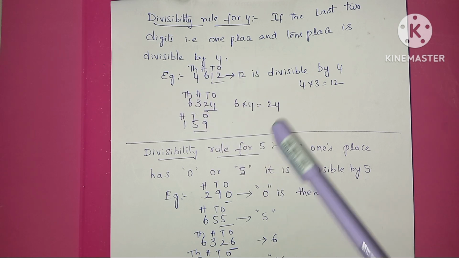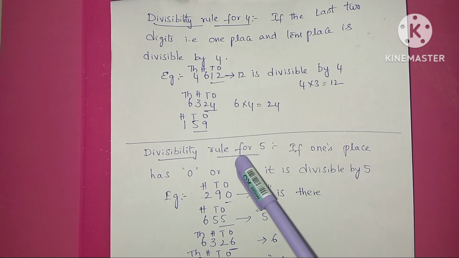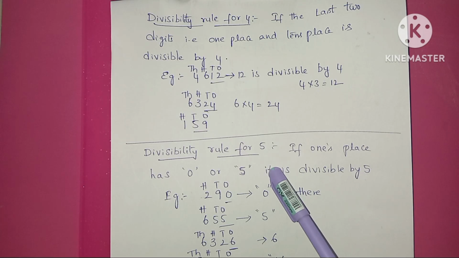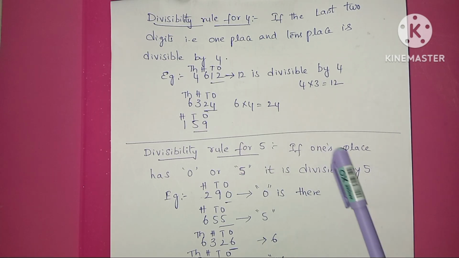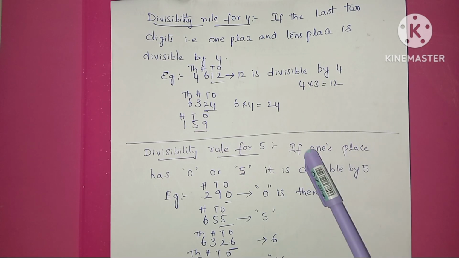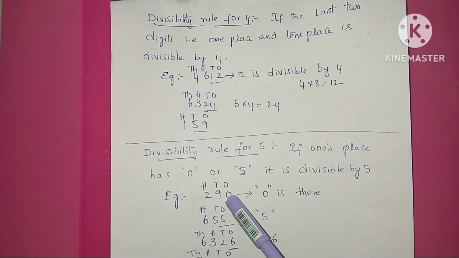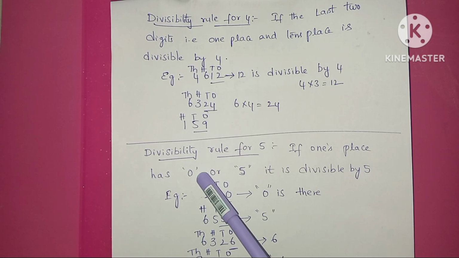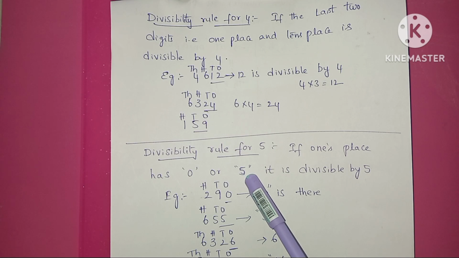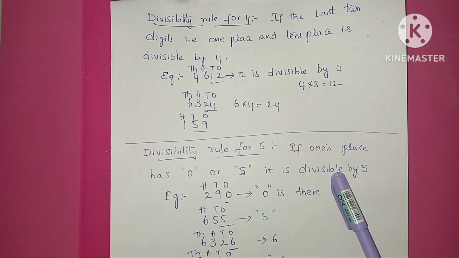Next, coming to the divisibility rule for 5, it is also so easy. Divisibility rule for 5: look at the ones place, tens place, hundreds place. If the ones place has 0 or 5, just these two numbers only, 0 or 5, it is taken as divisible by 5.